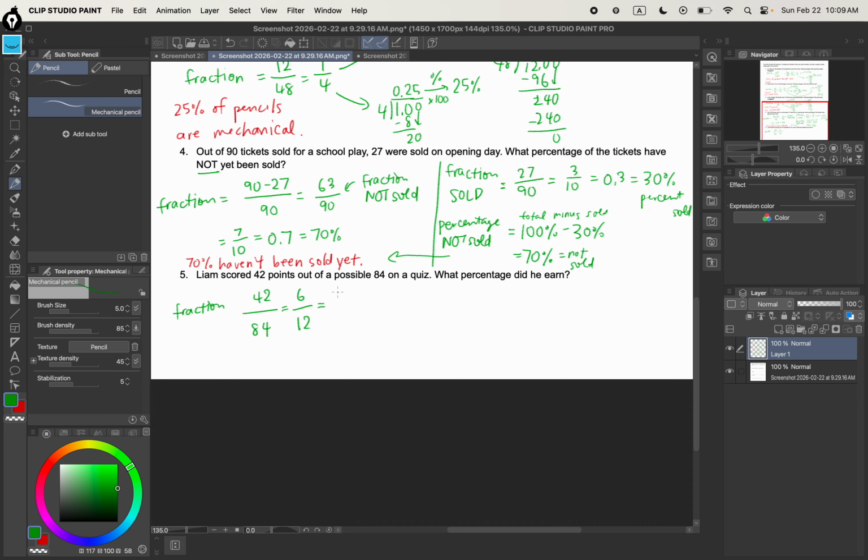Oh, look, it's a half. So I either can say, I know that's 50%. Or you can do 1 divided by 2, which is, doesn't fit, and then it's 0.5. Okay, and then times 100, which is the same as moving your decimal place 2 times. You have an extra 0, 50%. Okay, so your answer is Liam earned 50%.